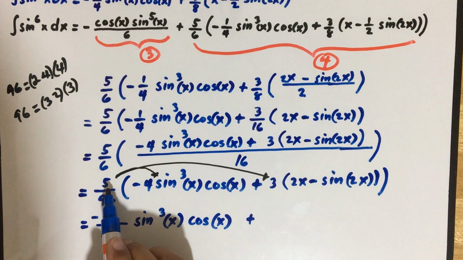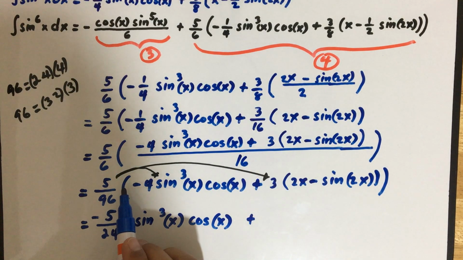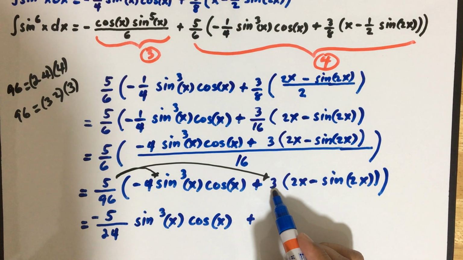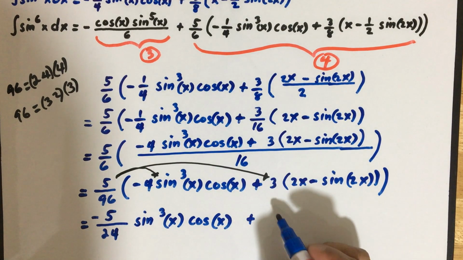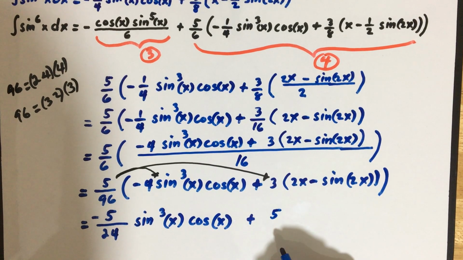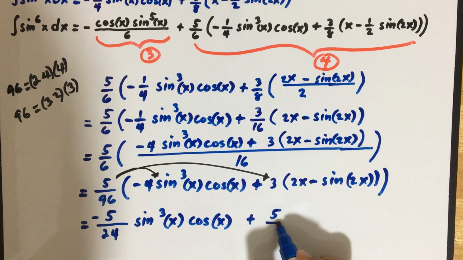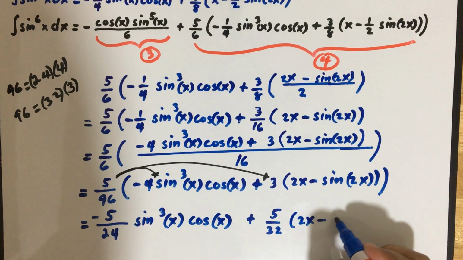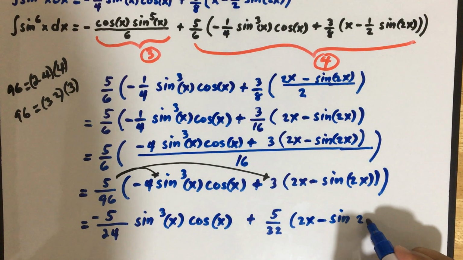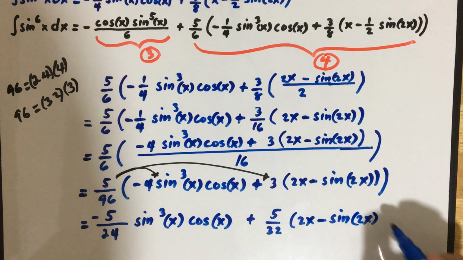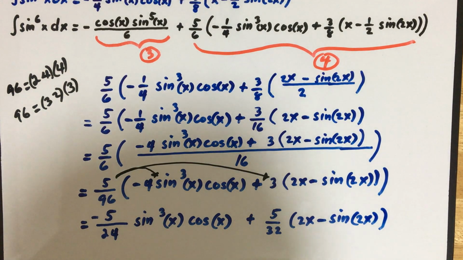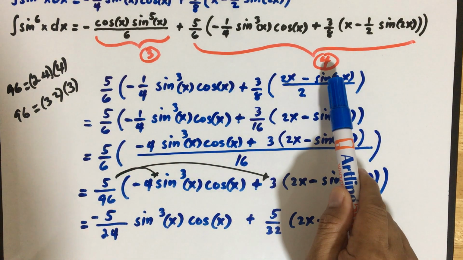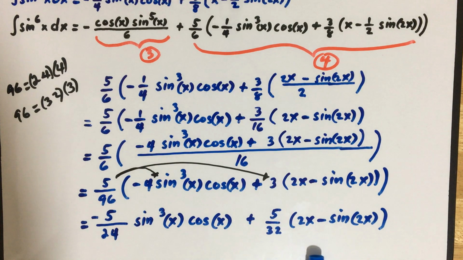Then you have to multiply 5 times, so this becomes 5, no? Because we already divided 3 by the 3 here at the denominator. So this becomes 5 over 32 times 2x minus sine 2x. Okay, so now we already solved number 4. This is the result of number 4.